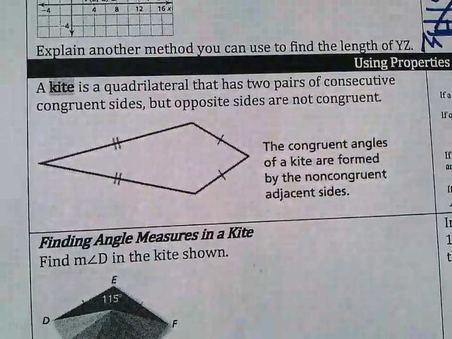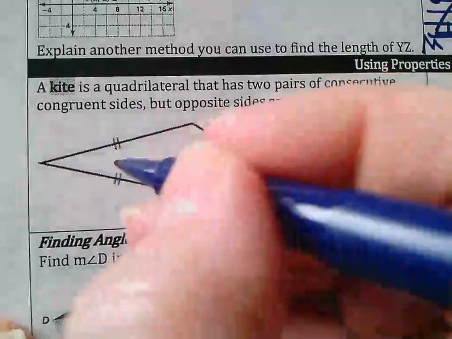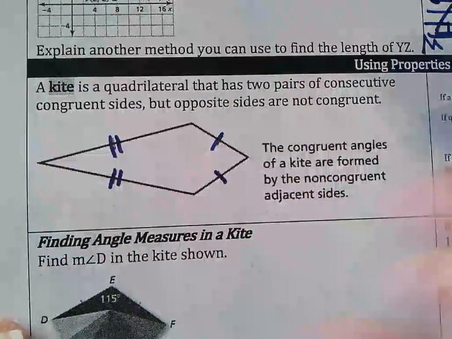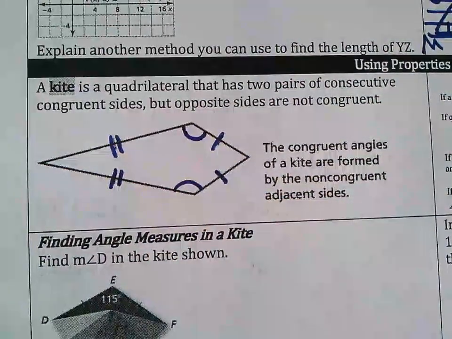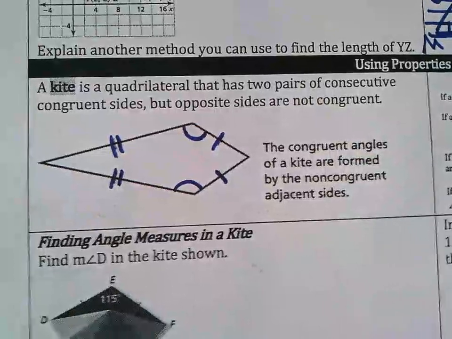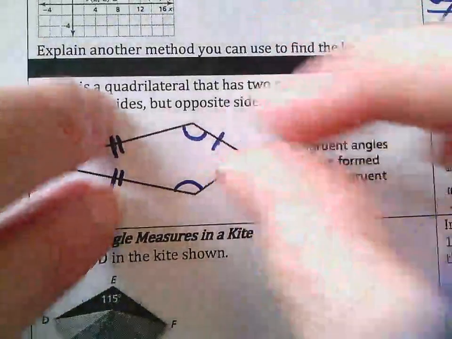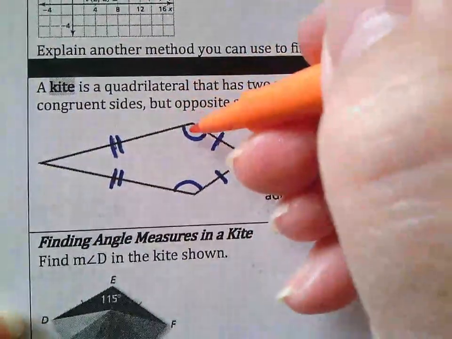A kite is a quadrilateral that has 2 pairs of consecutive congruent sides, but opposite angles are not congruent. So it's kind of deceiving because there is a pair of congruent angles that are opposite each other, but it's only one pair. And it's the pair that makes up this portion and this portion. And the reason for that is isosceles triangles.